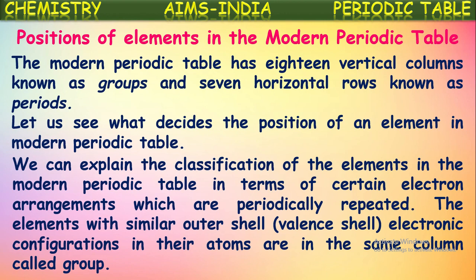Elements first are written in the increasing order of their atomic numbers, and their electronic configuration is also taken into consideration. The elements with a similar valence electronic configuration are written one down to another, which we call a group. So all elements in a column will have the same valence electronic configuration, and hence they exhibit the same kind of properties.